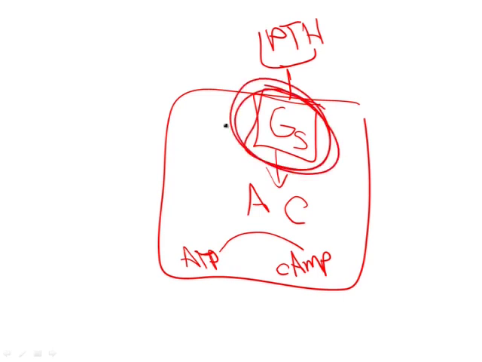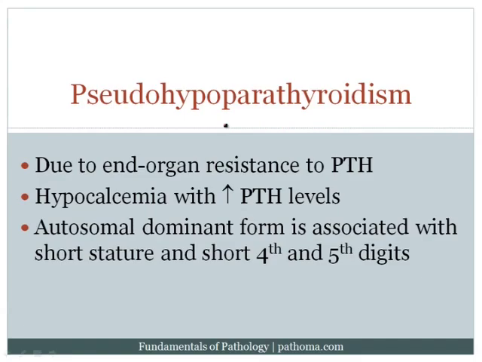Board examiners love to go after it because it's really a way by which they can test you on normal physiology. Now, in that particular subtype of pseudohypoparathyroidism, it's an autosomal dominant form, and it's also associated with short stature and short fourth and fifth digits. So that's a high yield association as well, particularly for board examinations. And that concludes our section on parathyroid.